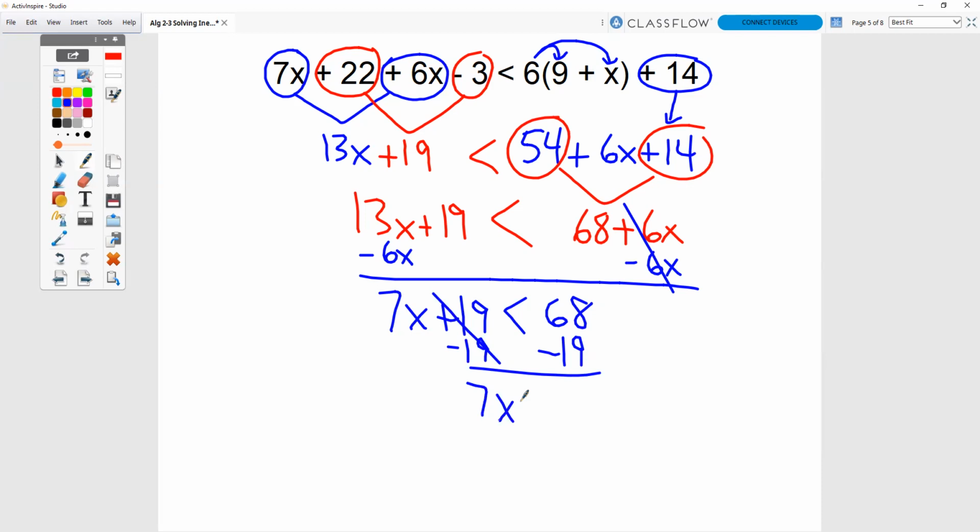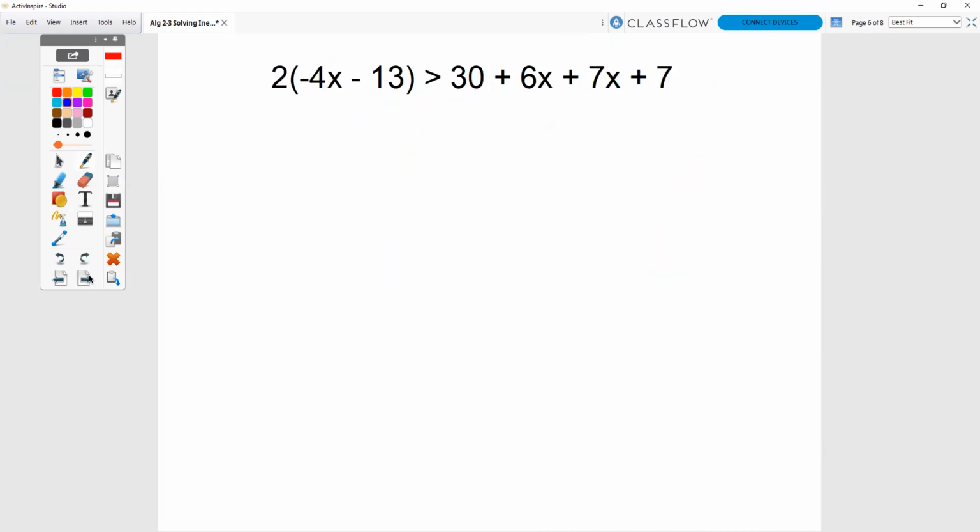-19 minus 19. 68 minus 19 is 49. Divide by 7, divide by 7, and you end up with x is less than 7. In the next question, again, big, long equation here.